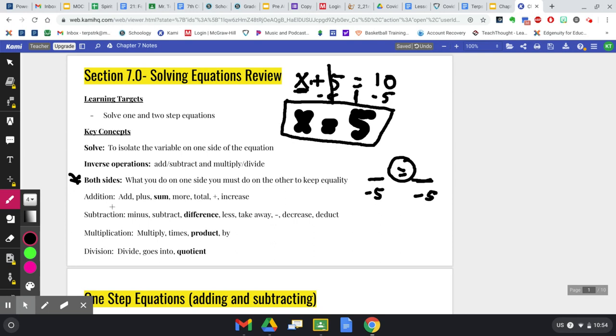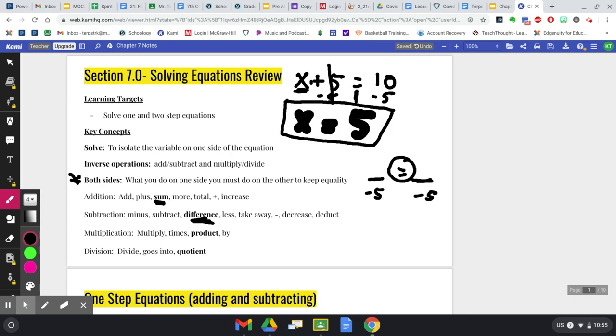And then just a refresh of the words we use for addition, right? A lot of times it's sum, but you hear add, plus, total, increase, right? The plus symbol. For subtraction, a lot of times it's difference, but you can see the other words that are used. And then same with multiplication and division.